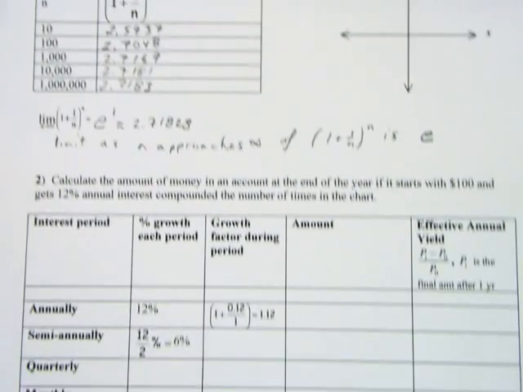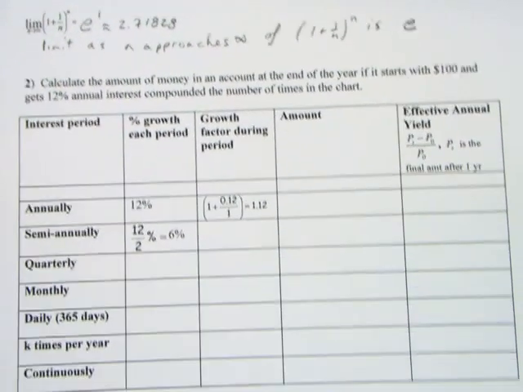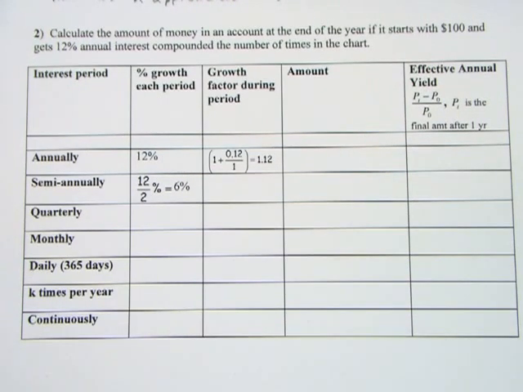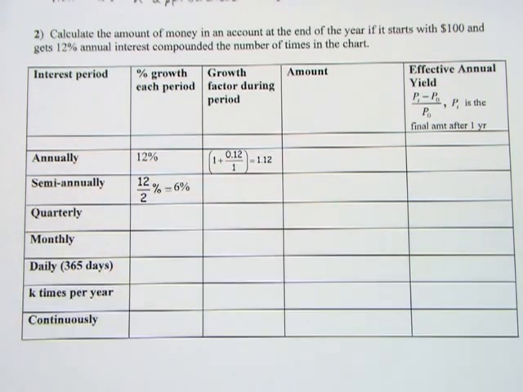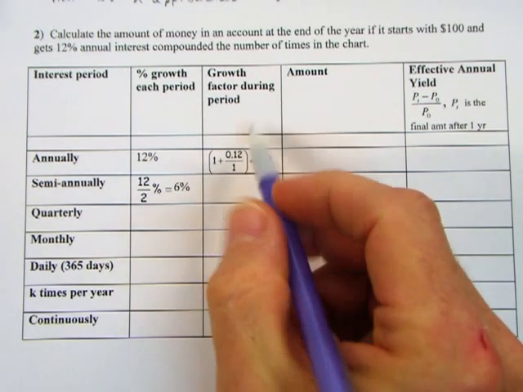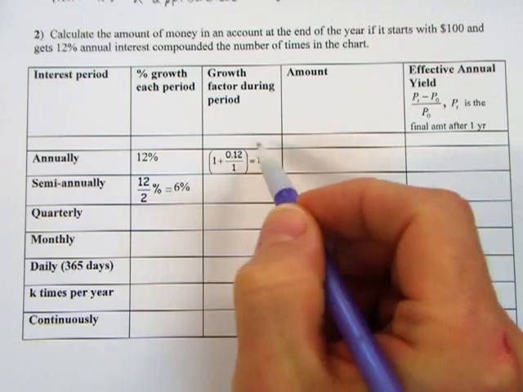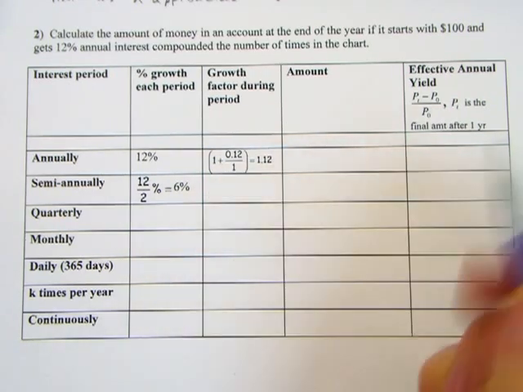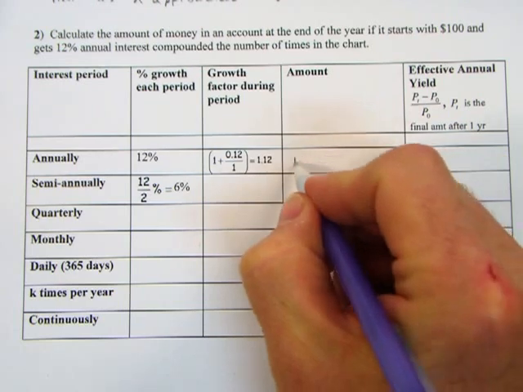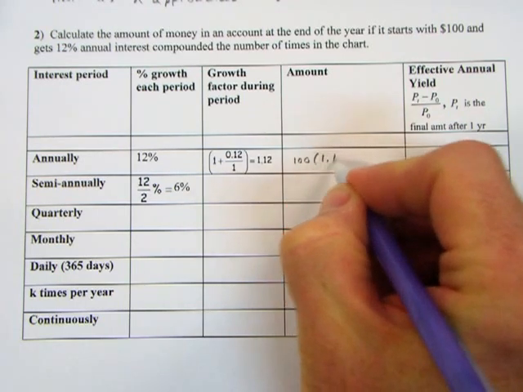Now let's go over calculating the amount of money in an account. If you're starting with $100 and you compound it whatever it says in each part, and we have 12% annual interest. So let me do the first one for you. We have 12%. Our growth factor is saying we have 1 plus 0.12 divided by 1. This is what we've been doing. We have 1.12. How much money do we have in the account at the end of the year? It'd be 100 times 1.12, or 112.